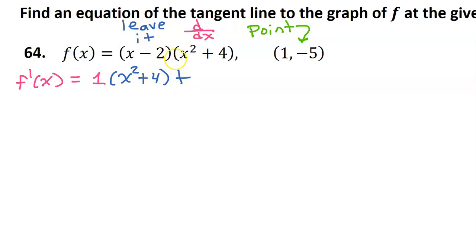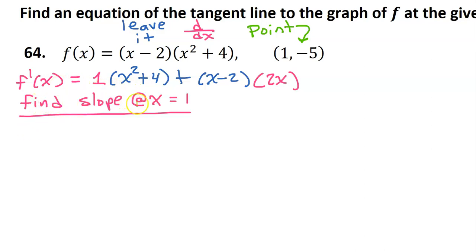The second time through, we leave the first factor alone, so we just write the x minus 2, and we take the derivative of the second factor. So power rule, that 2 comes to the front, we have 2x, and the derivative of a constant is nothing, so there you go. This is the derivative.